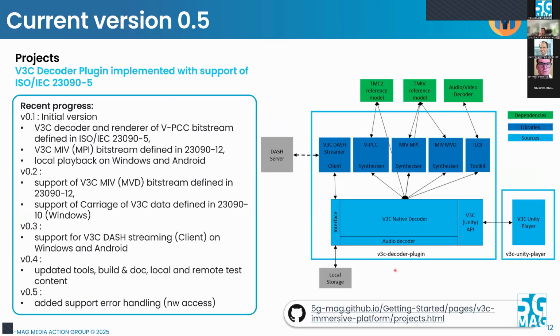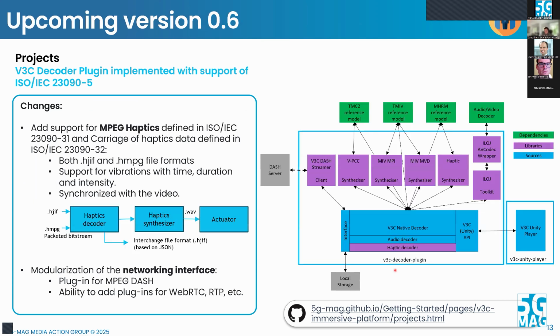The current version that is available is 0.5, and this is the changelog of what we did so far. I think the main point of 0.5 was to improve error handling, because before, when a path was wrong, it just crashed and you didn't know what to do. And this is much better. So it's much easier to start with 0.5 than with 0.4. And going forward to 0.6, two main things are improved. First, I mentioned already the support for haptics, and the second is the network interface.